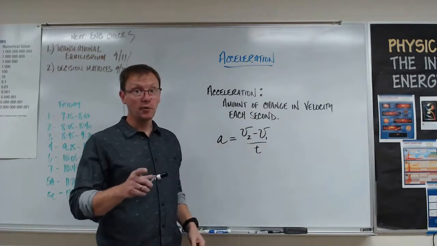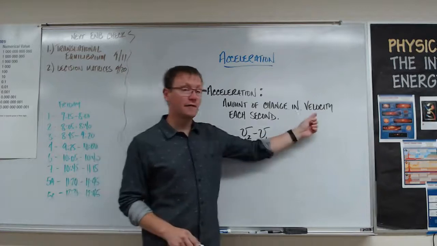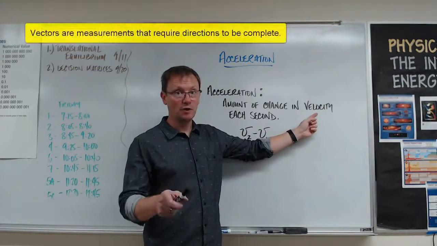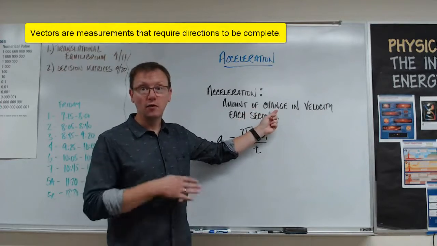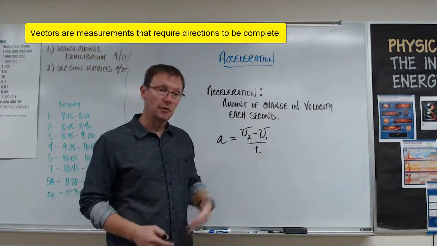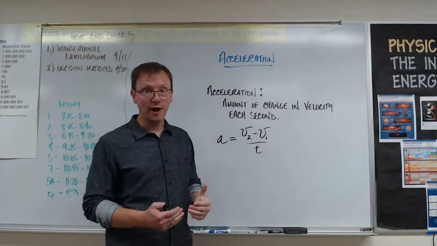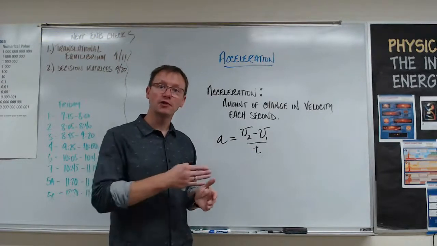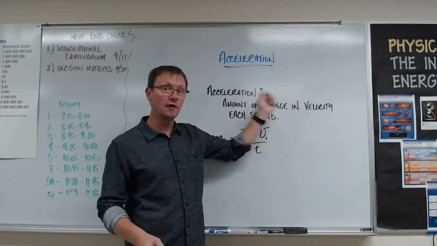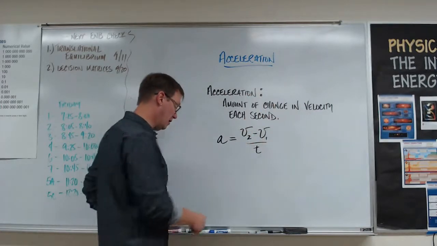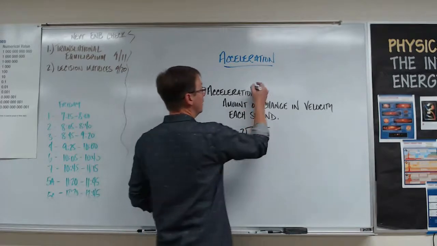Now, here's an important point we're going to talk about in a minute. Velocity is a vector. That means it has to have a direction. So this is talking about any change that you might have. So any change could be speeding up, or slowing down, or changing the direction, because velocity is a vector. The direction counts, so acceleration must also be a vector. So don't forget, it is a vector.